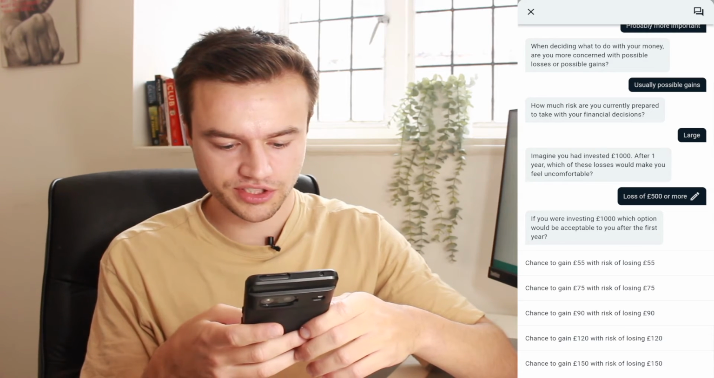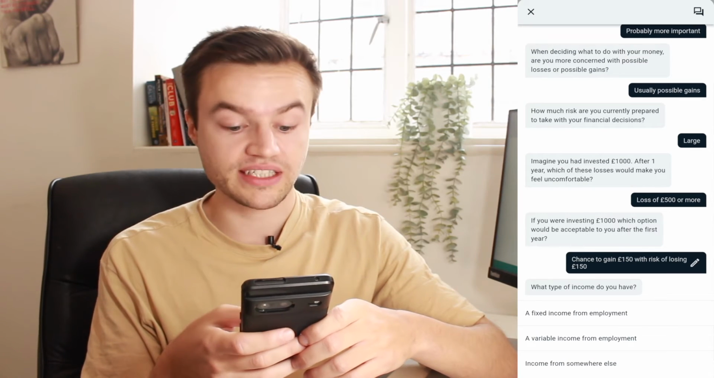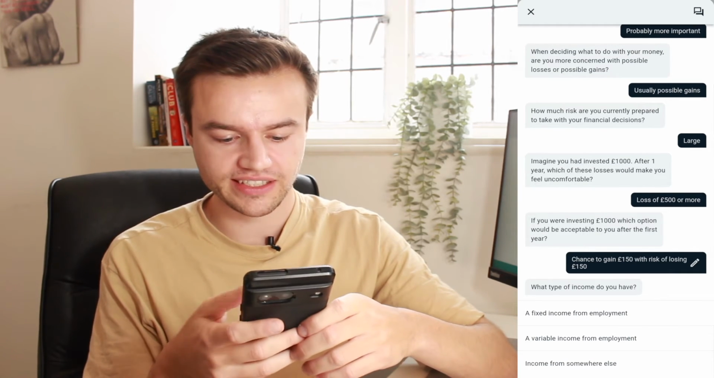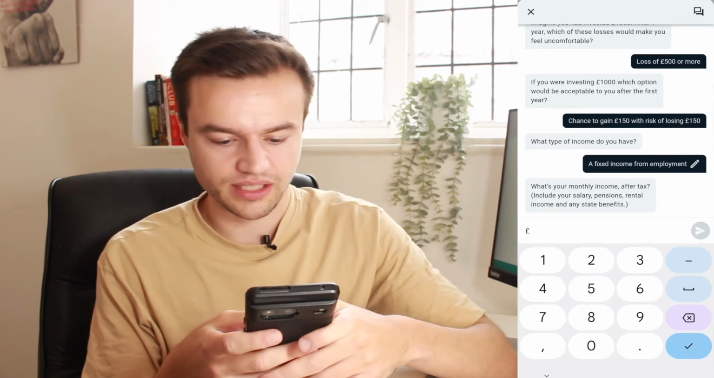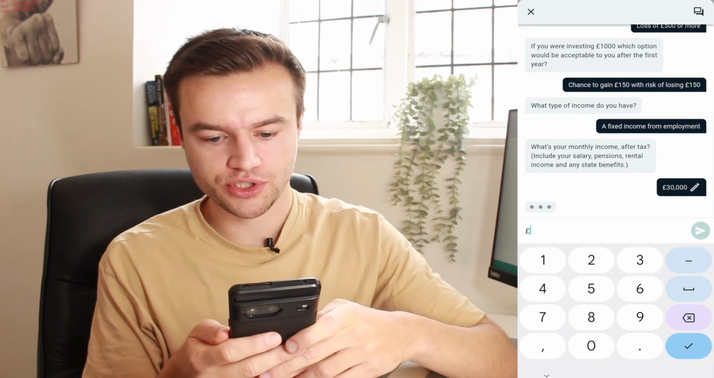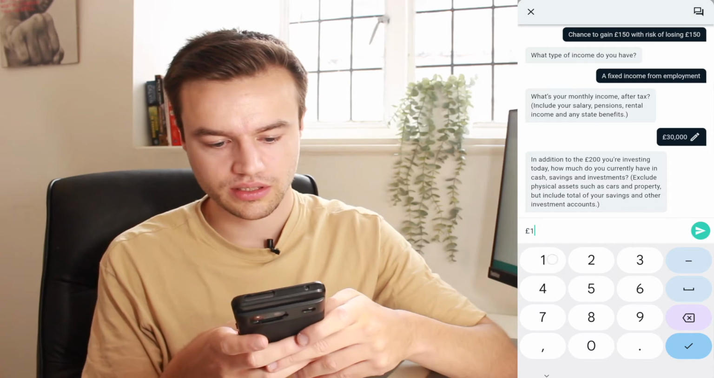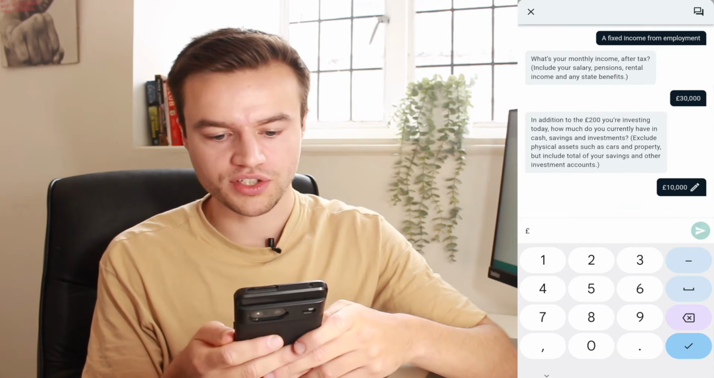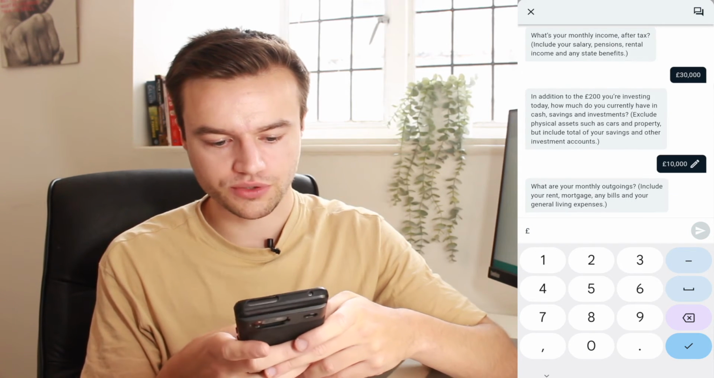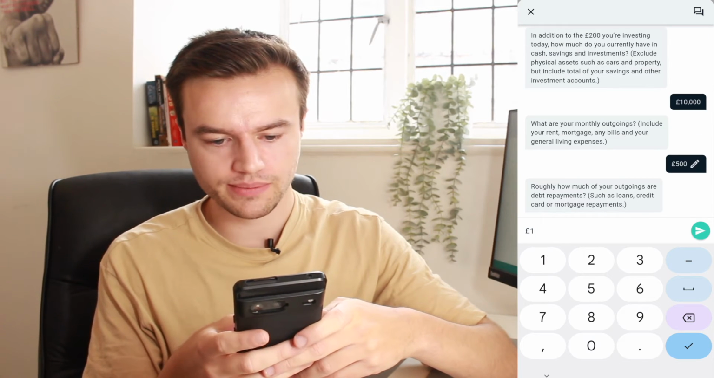I'll put chance to gain £150 or risk of losing £150. What type of income do you have? I'll put fixed income. Now salary, let's go with the average British salary of £30,000. In addition to the £200 you're investing today, how much do you currently have in cash, savings, investments? I'll put £10,000. What are your monthly outgoings? I'll put £500.